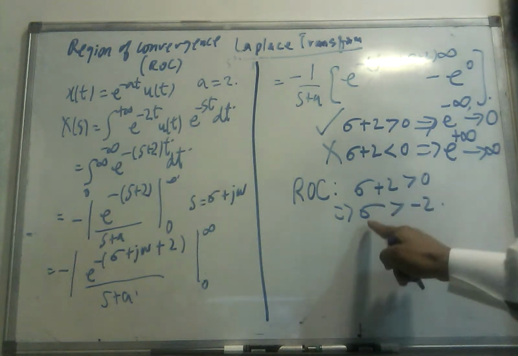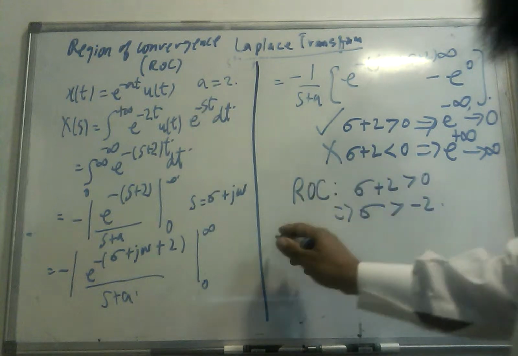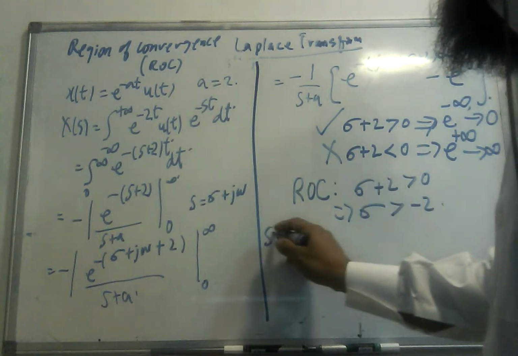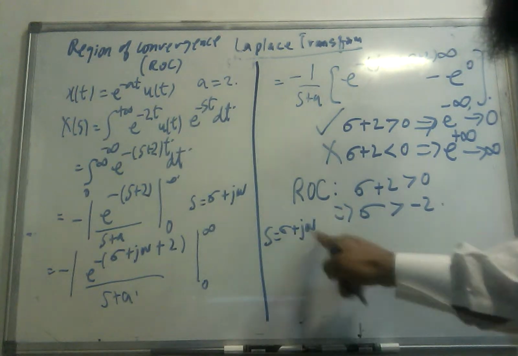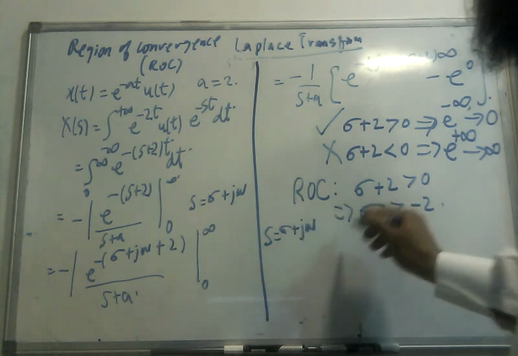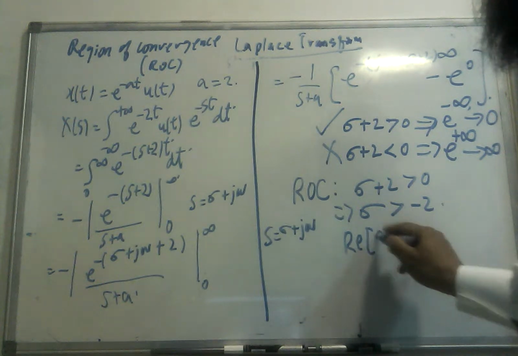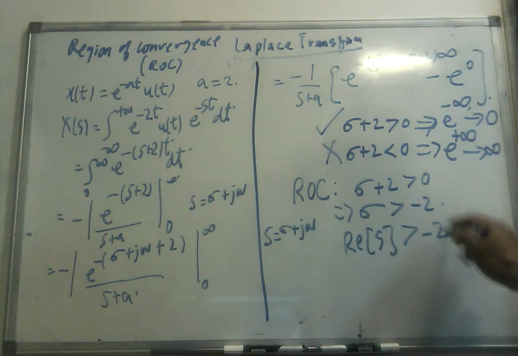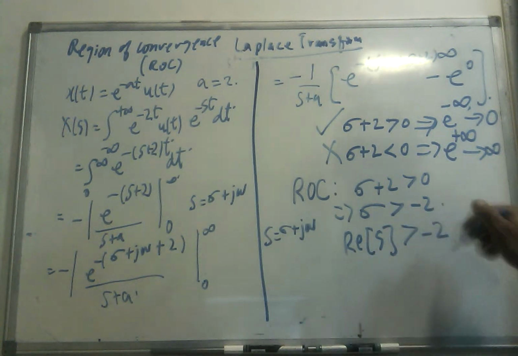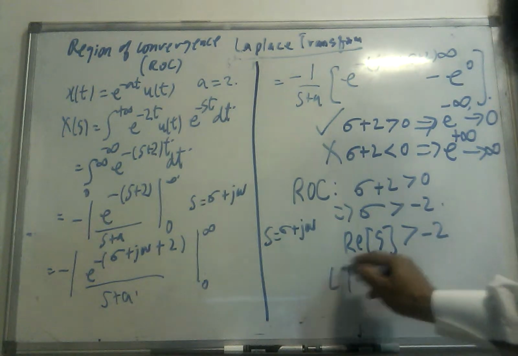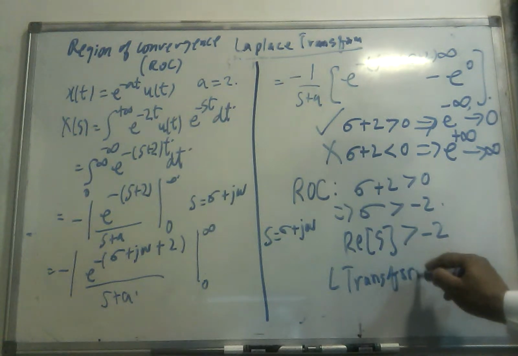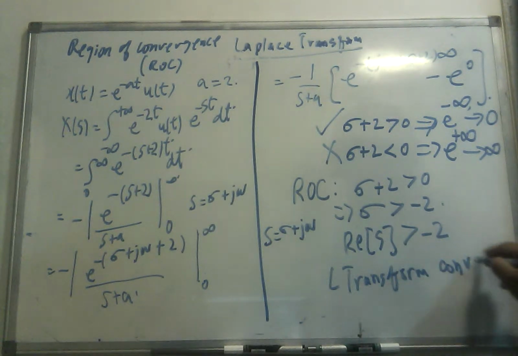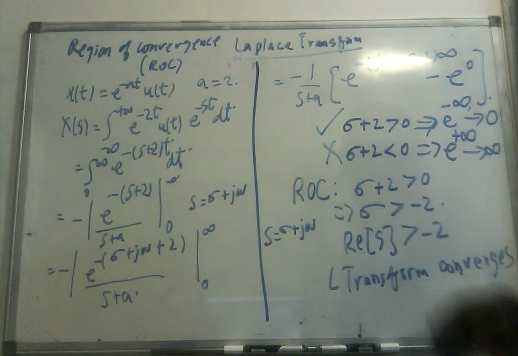And also, because s is equal to sigma plus j omega, sigma is the real part of s. So we can say that when the real part of s is greater than minus 2, then the Laplace transform converges. That's why we call this the region of convergence.